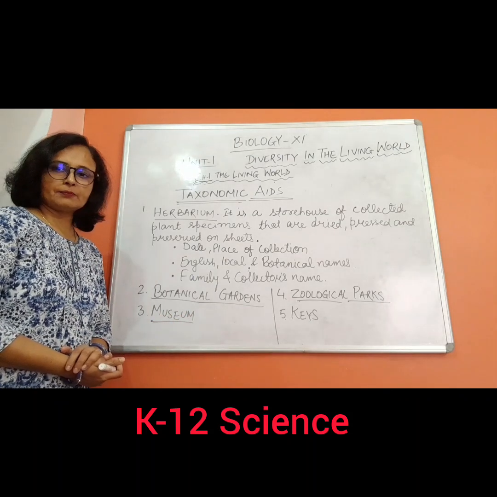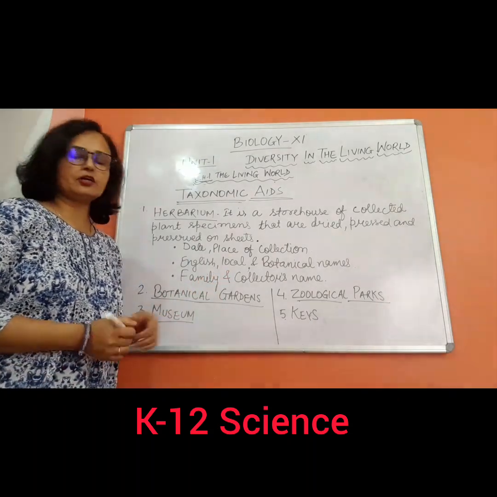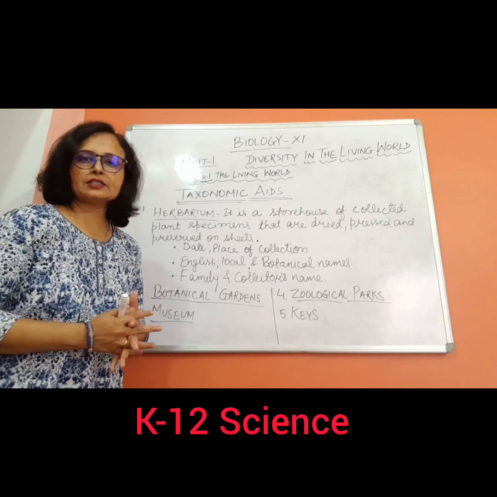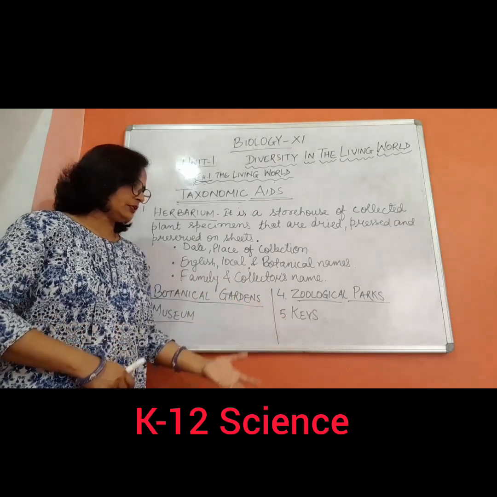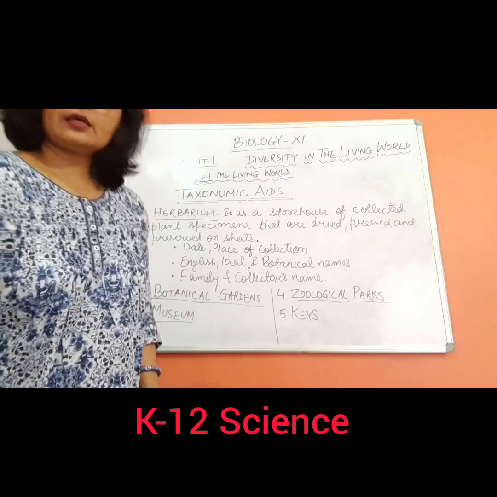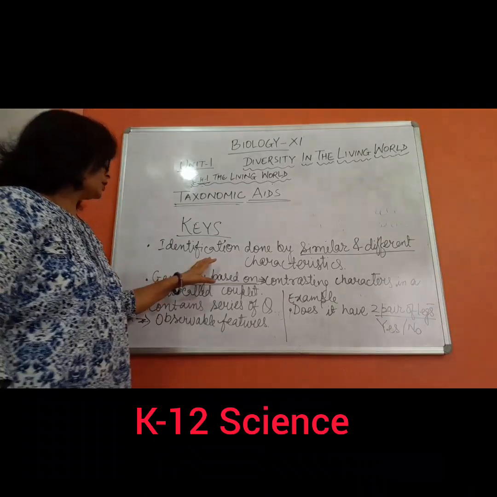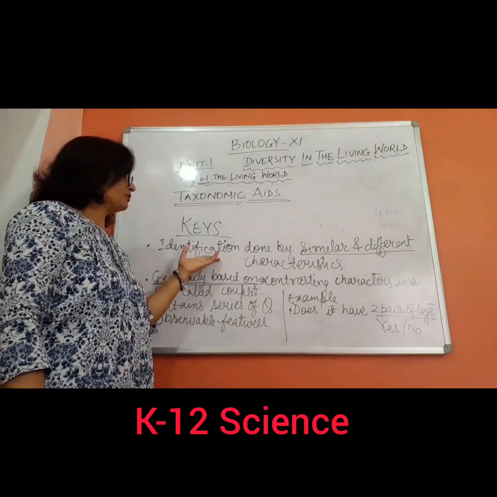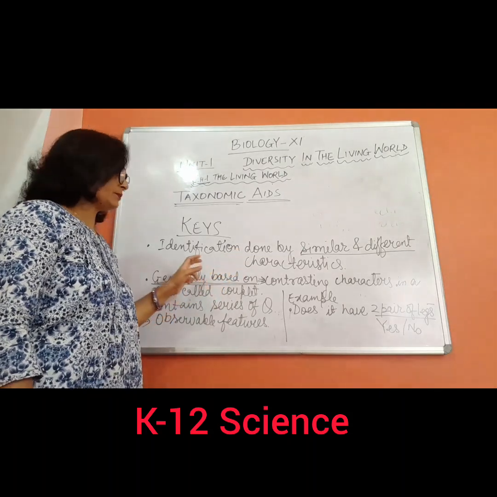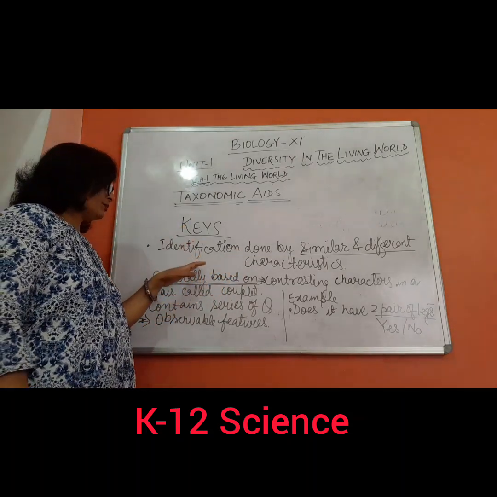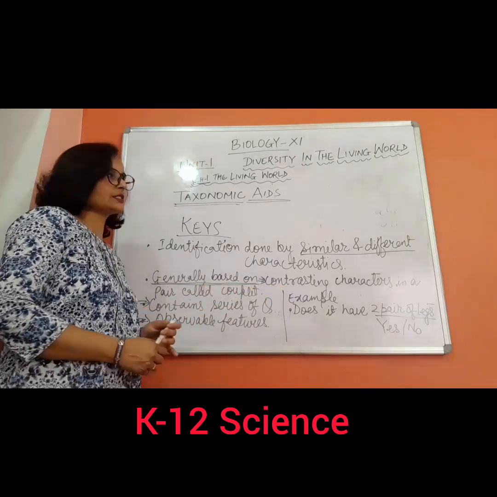Next is keys. Keys are basically a few kinds of similar and dissimilar characters on which the organisms are studied. So let's see what those characteristics are. Okay, so keys. Keys are what? The identification of living organisms can be done by similar and different characteristics. So basically keys are based on contrasting characters in a pair called couplets.